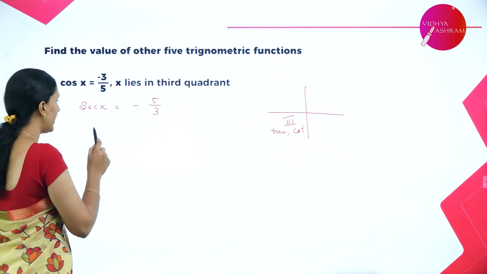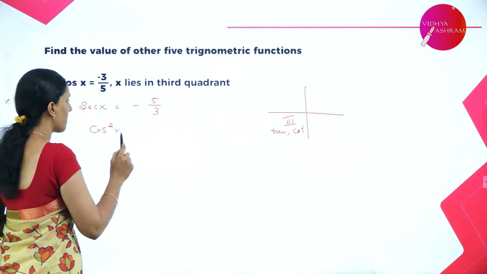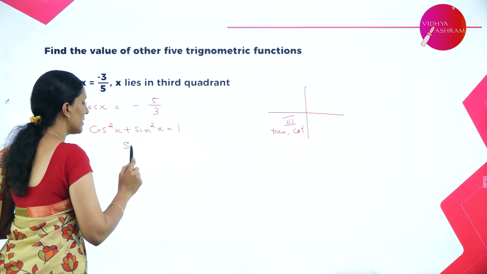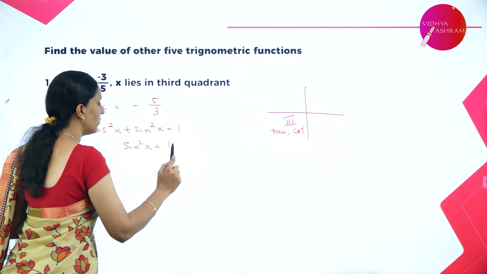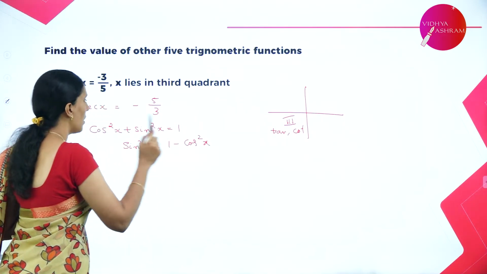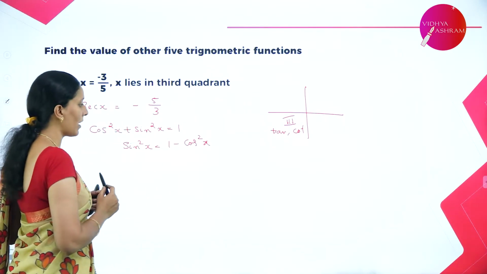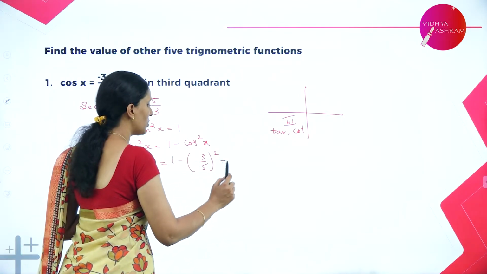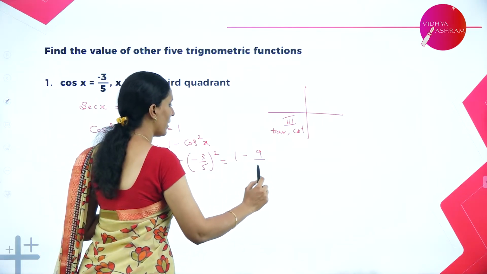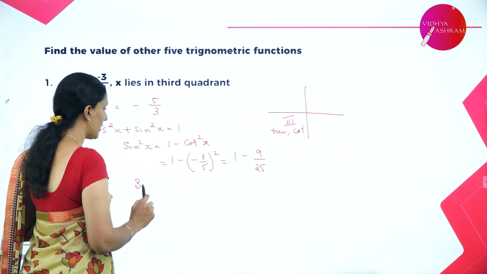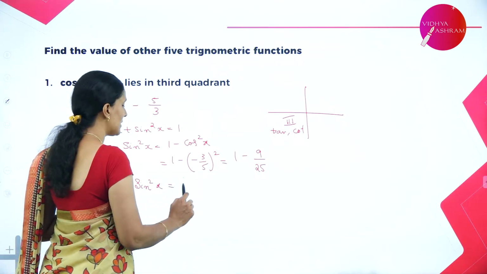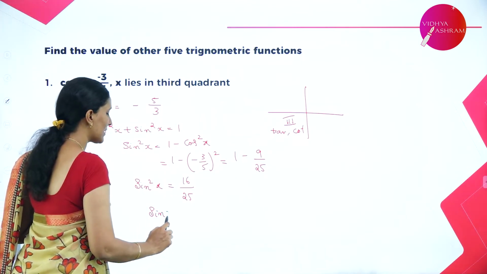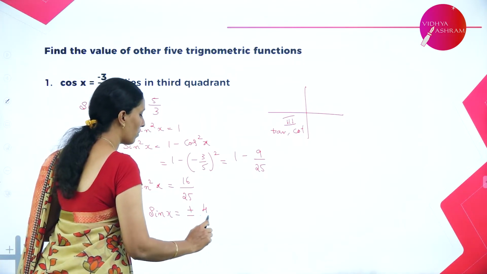Now using the identity cos square x plus sine square x is equal to 1, I can write sine square x is equal to 1 minus cos square x. But what is cos x? It is minus 3 by 5 whole square. So 1 minus 3 by 5 whole square, which we will get as 1 minus 9 by 25. So therefore we will get sine square x is equal to 16 by 25. So taking square root on both sides, I'll get sine x as plus or minus 4 by 5.